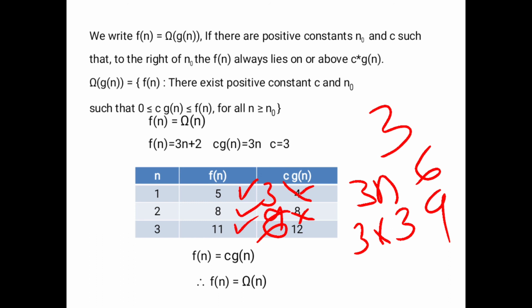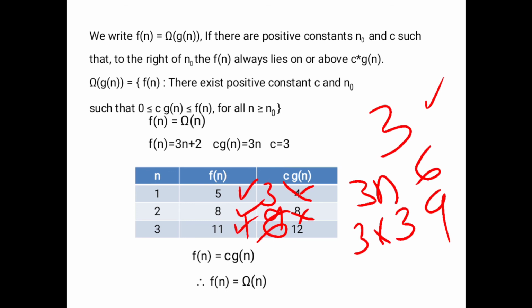Yes, correct answer. I think I copied the same table from big O notation to big omega notation. That is a mistake that happened here, so please correct it. So the values of f of n are 5, 8, 11 and the c g values are 3, 6, 9. So that is correct.